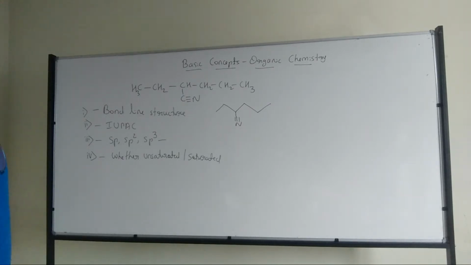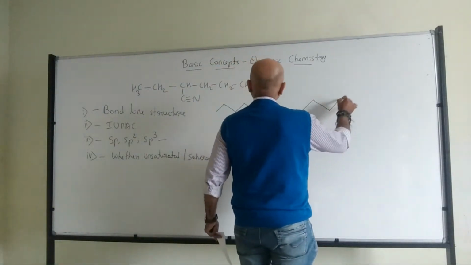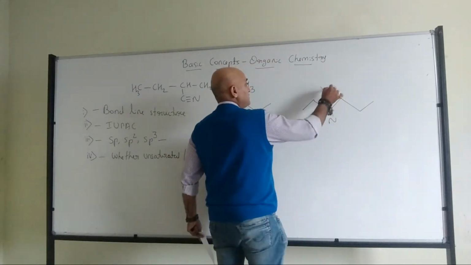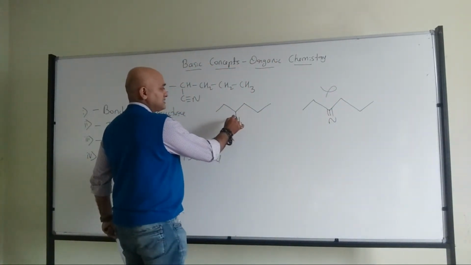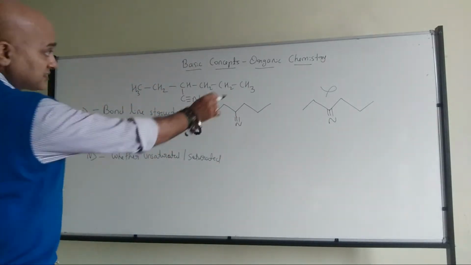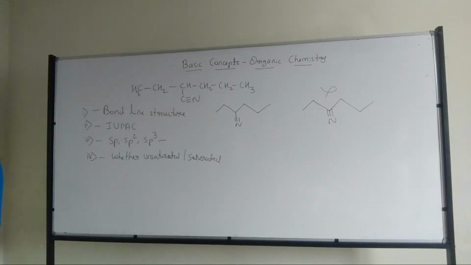Be careful. We cannot show the bond line structure for this one like this. So this will be wrong. We should take one line, so that it indicates that there is a carbon, and that triple bond end does not exist. Okay, fine.